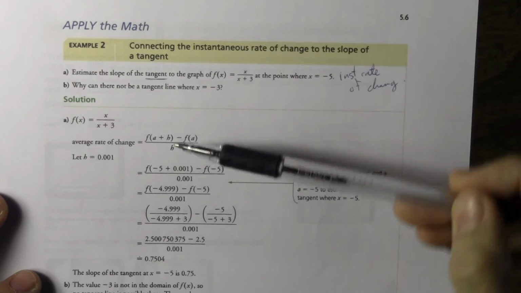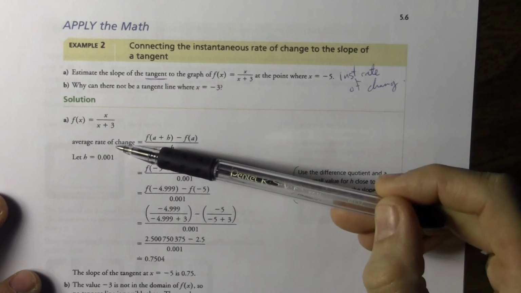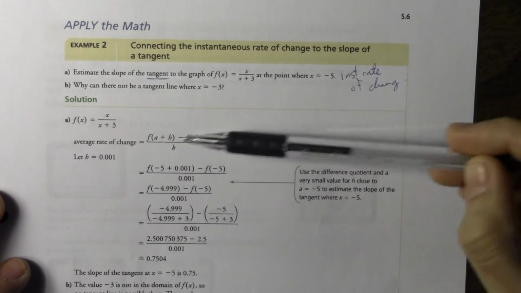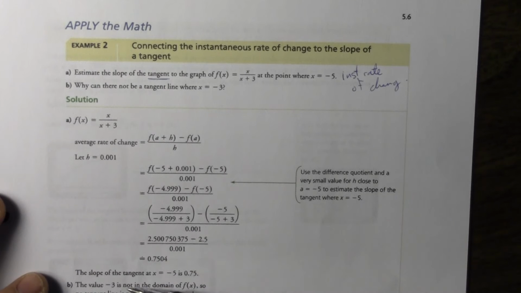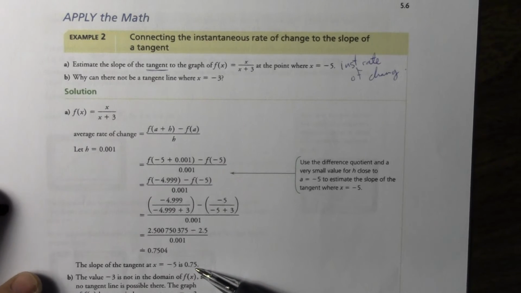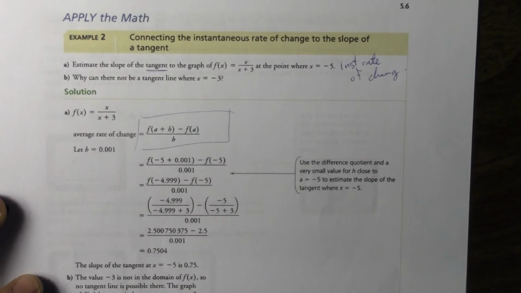I mean, I guess if you're considering this a second point on the line, that's so close to the first point, so you're not considering that as 1 point. But really, this is the formula for instantaneous rate of change. We get 0.75. So the slope of the tangent at x equals -5 is 0.75. I'm going very quickly, but we're very familiar with this. We've done this now quite a lot.